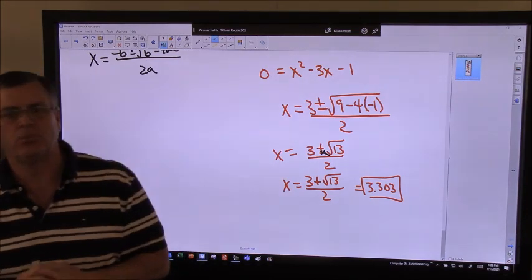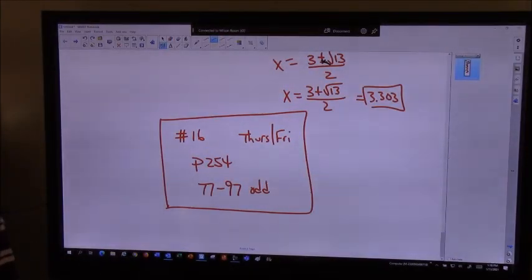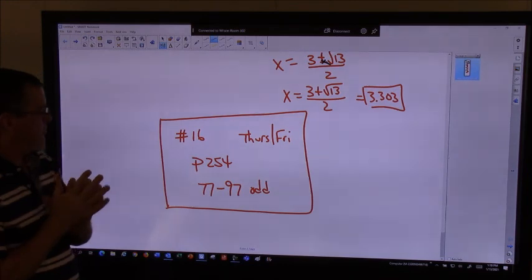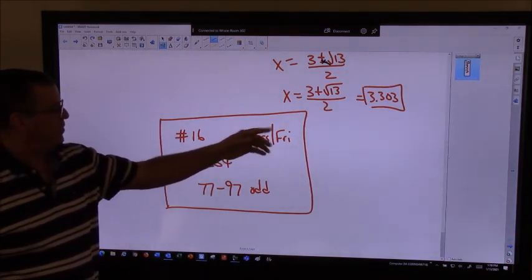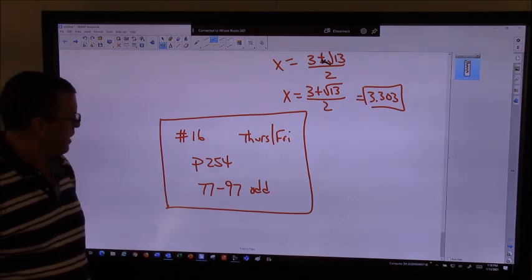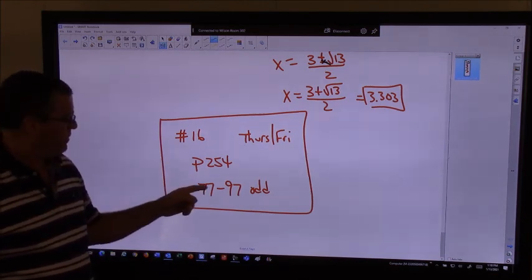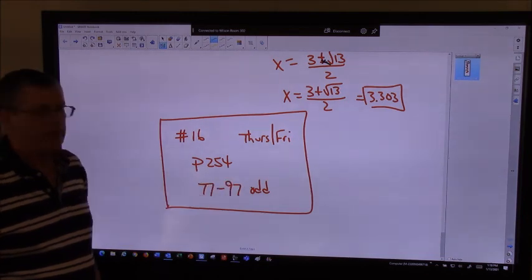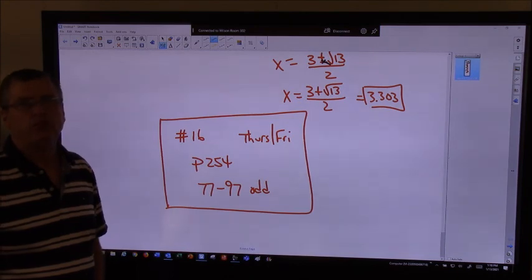All right, let me get you guys a homework assignment. All right, so this is the last piece for week 16. Thursday if you're in third period, Friday if you're fourth or sixth. We got page 254. We're doing 77 to 97 odd. All right, so about 10 or 11 problems in there. It's not a huge assignment.